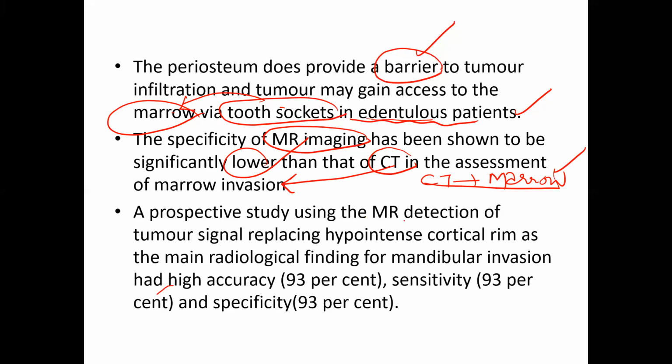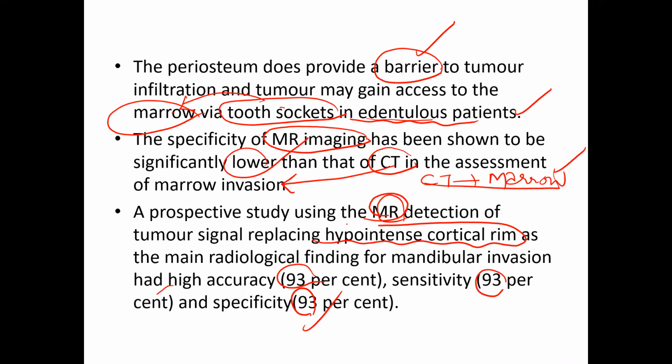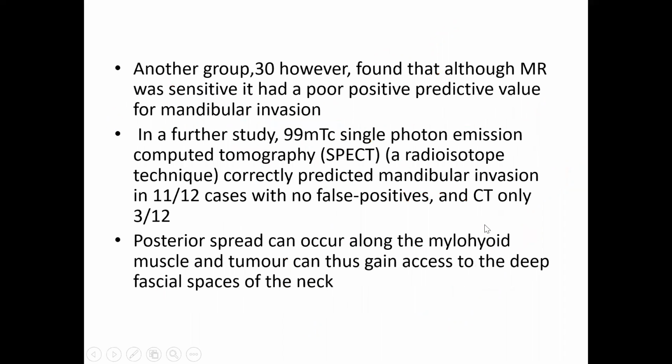And then detection: MR detection of tumor signal replacing the hypointense cortical rim in mandibular invasion has 93% accuracy, 93% sensitivity, and 93% specificity. So what should you think here? MRI is detecting the hypointense cortical rim. The cortical rim is hypointense in this situation, so MRI to detect that, you will have a 93% rate. But in marrow, sometimes CT is better than MRI. According to this, a bit controversial statement, we can think later on. Next.